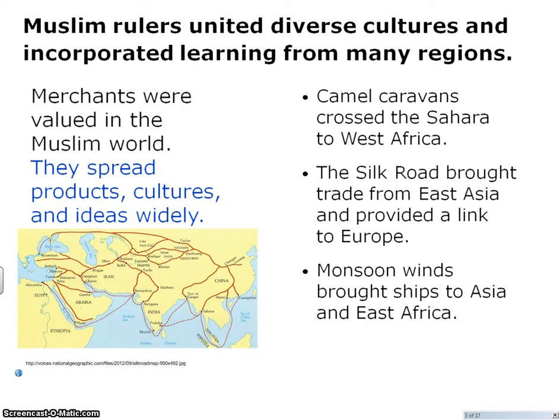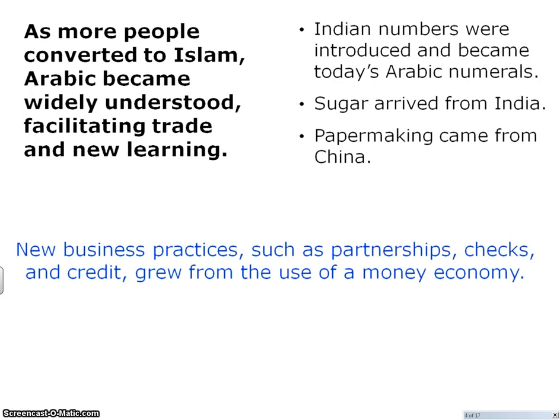And you can see those on the map here. During one monsoon it would blow you towards India, the other monsoon would take you to Africa. So there was kind of seasonal trade during this. As more people convert to Islam, Arabic becomes more widely understood, and it becomes the language of trade and learning. Indian numbers are introduced, and they became today's Arabic numerals that we use.